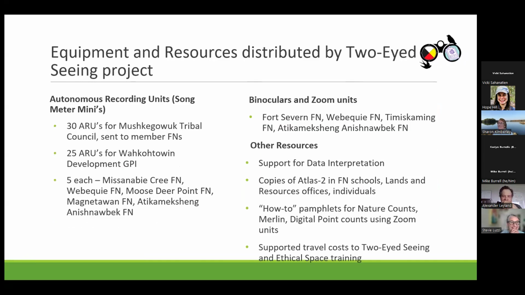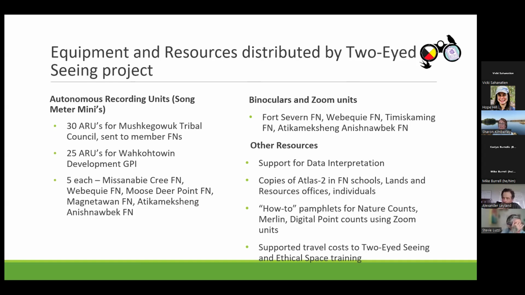And then these are the kinds of resources. So over the last year, we've really tried to get a lot of ARUs out. I did a quick math in my head. That's about 80 ARUs through our project for Northern Ontario, and also more in Southern Ontario for the Southern Ontario First Nations. But also binoculars and Zoom units, and we want to provide support for data interpretation.